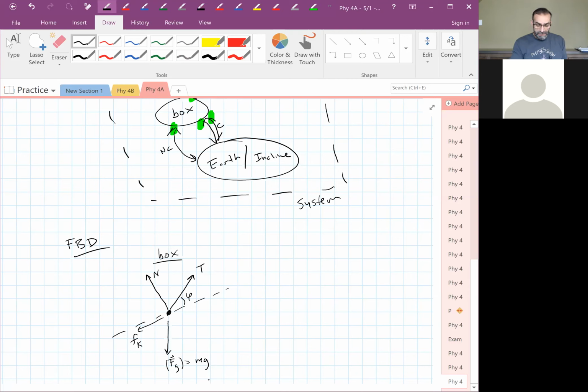I could stop here, but usually we want to find a coordinate system that works for the geometry of the situation we're in. In this case, we've got a box moving up and down an incline, so we want to pick that as one of our directions. So we want to orient our coordinate system with the incline and perpendicular to the incline. So if we do that, we could redraw this.